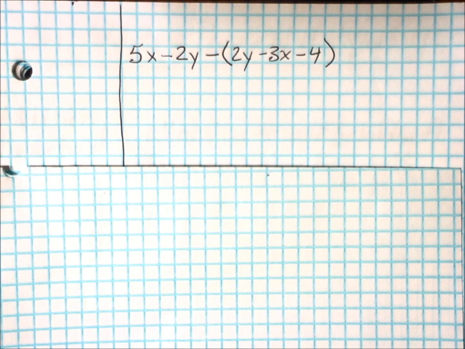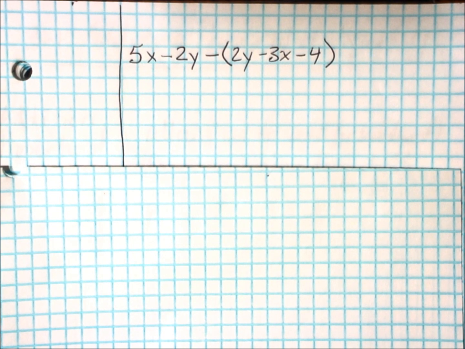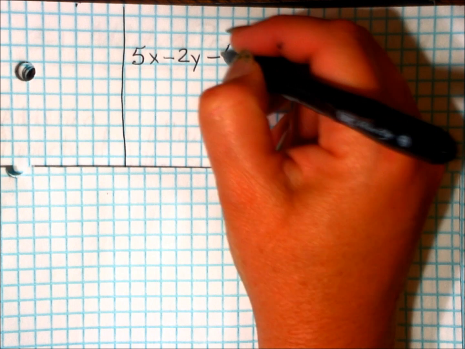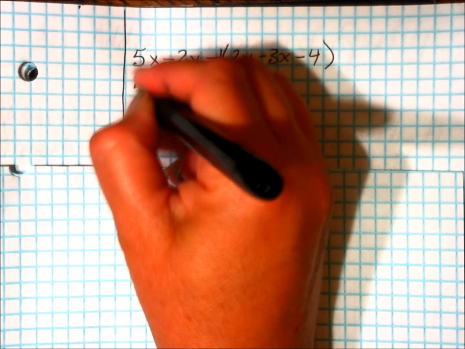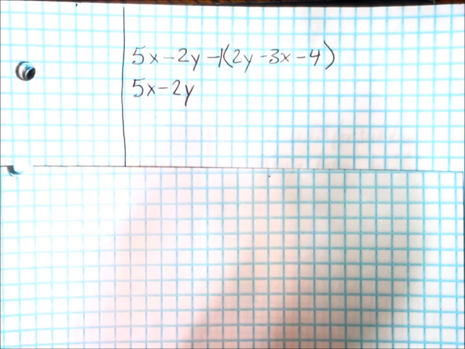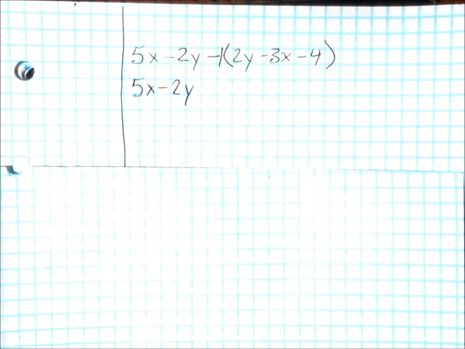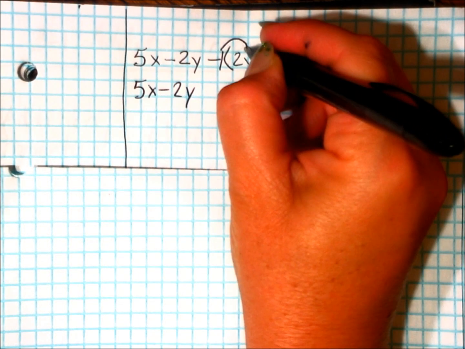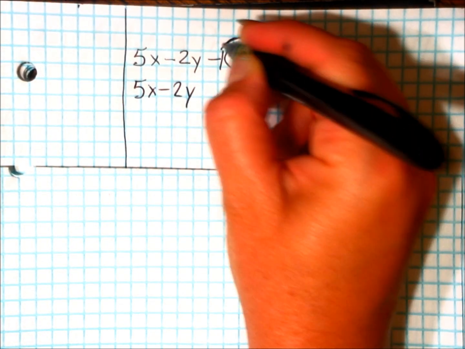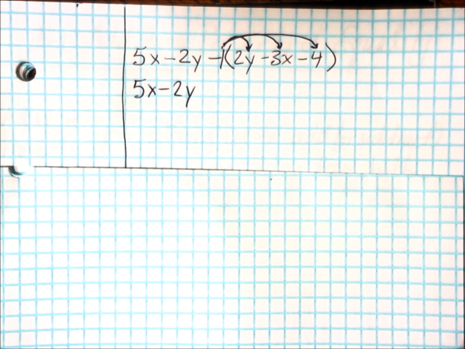Now we're going to look at a few more difficult problems. So we'll start with this one. Same idea. This is a negative 1. Nothing's going on up here. And if you think to our order of operations, our first order of operations says parentheses. So we want to get rid of those parentheses. We're going to do that by distributing that negative 1 to everything inside the parentheses.